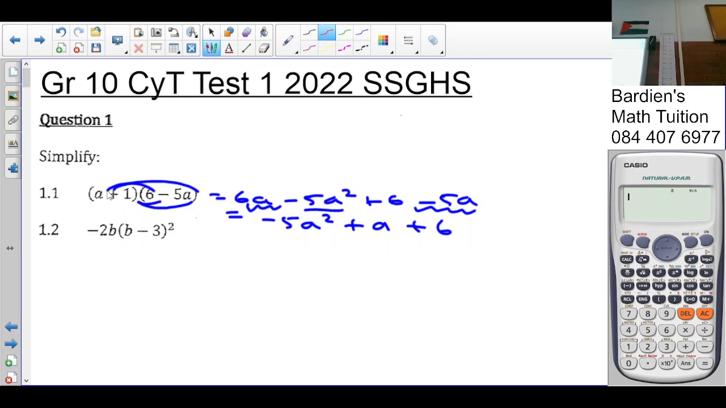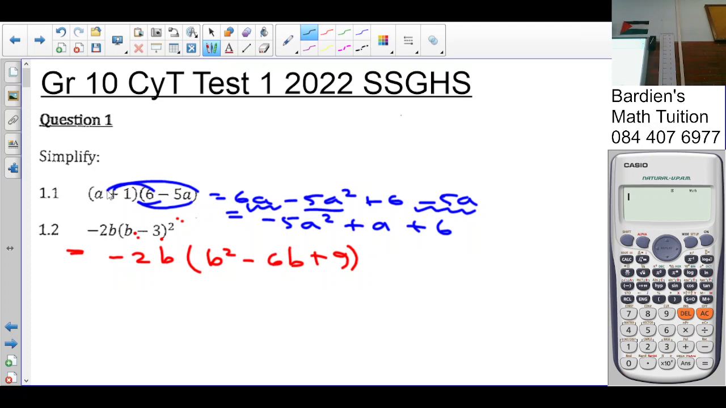Look at the next one. People, binomial square, one of two ways. If I don't know how to apply the binomial square rule, you write it out twice and you multiply it. However, I know how to do it. So negative 2b into b all squared, b squared. b times 3, negative 3 times 2 is negative 6b. The last term squared is positive. Now what do we do?